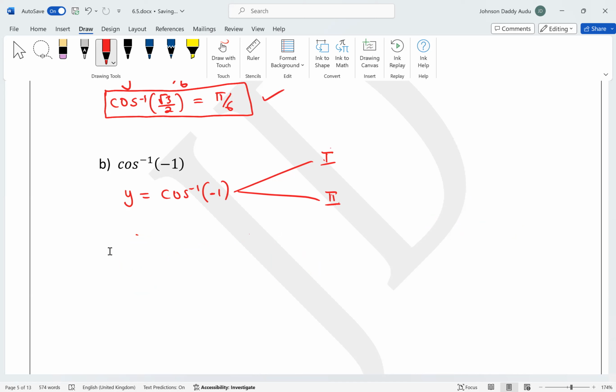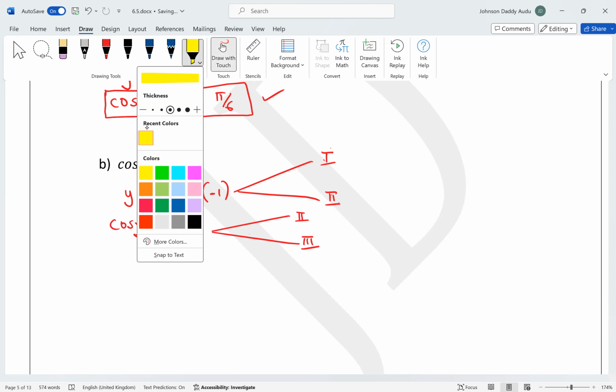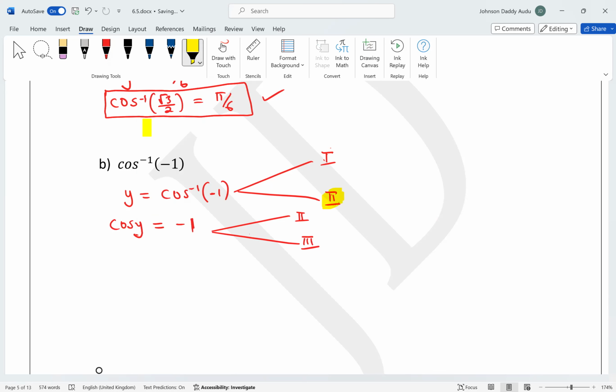Then if you take cosine of both sides, we will have cosine y is just going to be minus 1. But cosine is negative in which quadrant? In quadrant 2 and quadrant 3, right? So we will now take which quadrant is common. Quadrant 2 is common, right? So it means we are in quadrant 2.